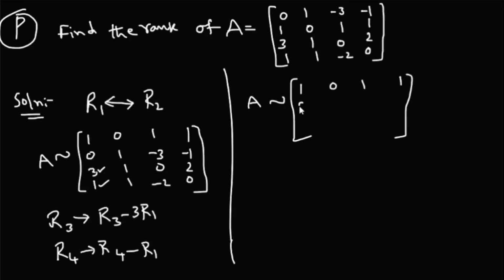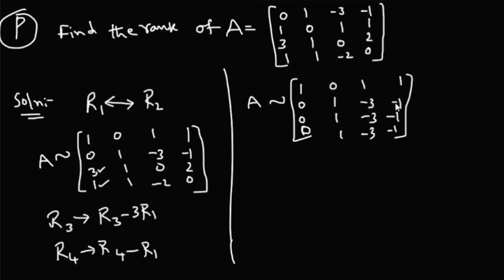Right? Next, there is no change in the second row: 0, 1, minus 3, minus 1. Now third row, R3 minus 3R1 is 0. This minus 3 into this, 1. This minus 3 into this is minus 3. 2 minus 3, minus 1. R4 is already 1, 1. So how to make R4 0? We have written here the operation R4 minus R1. So it is 0. This minus this, 1. Minus 2 minus 1, minus 3. 0 minus 1, minus 1.